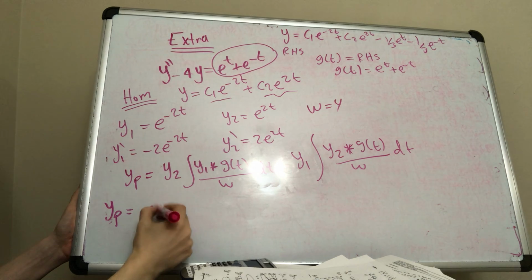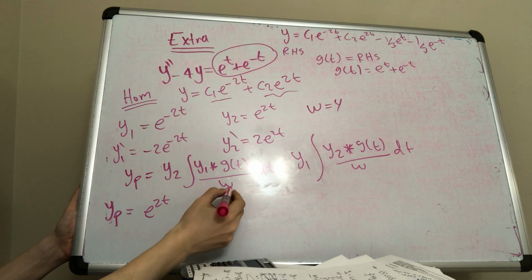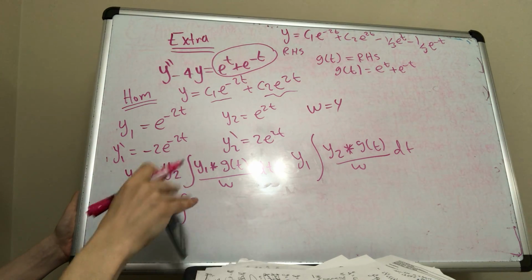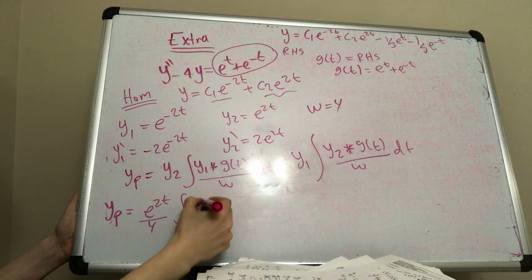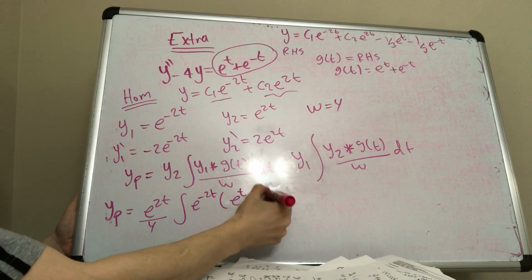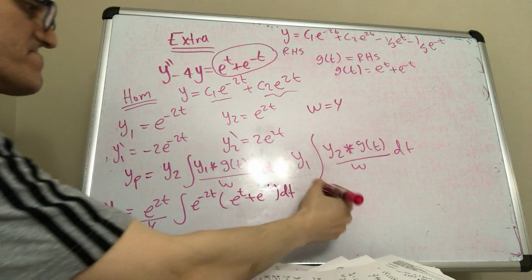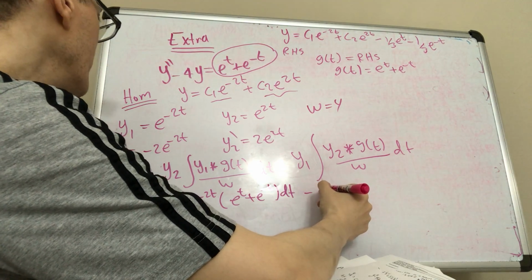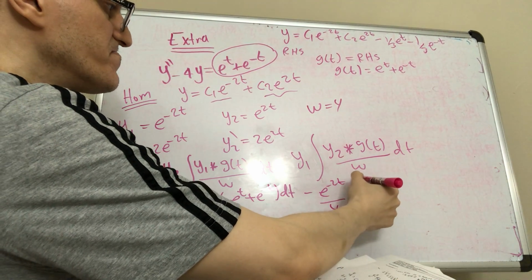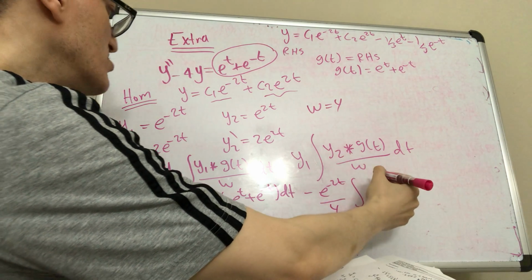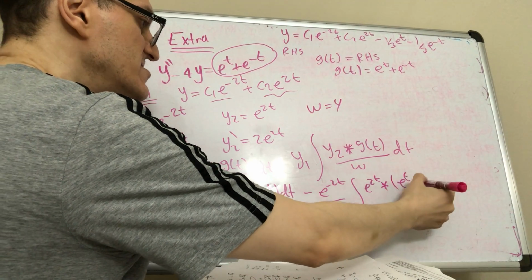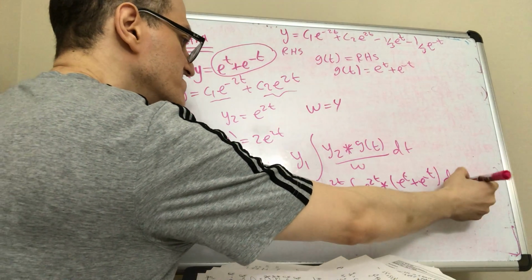y2 is e to the 2t. W is a constant 4, so I can move it outside. y1 is e to the minus 2t, and the g is e^t e^(-t) dt. y1 is e to the minus 2t over the constant 4. y2 is e to the 2t, and the g is e^t e^(-t) dt.